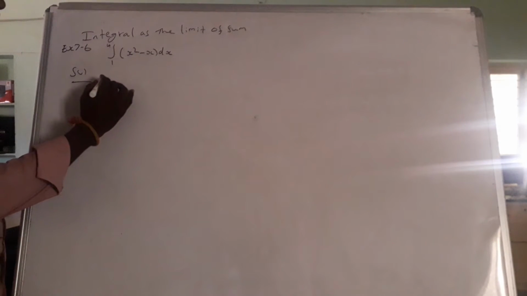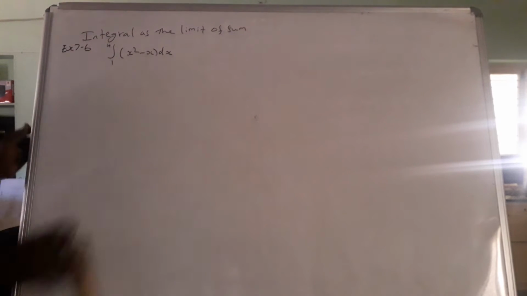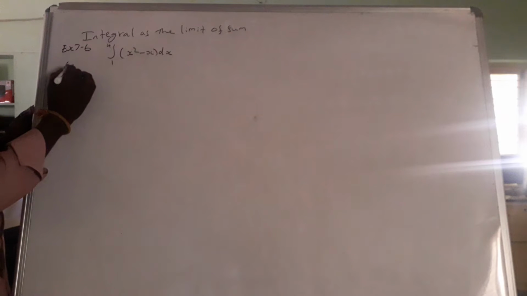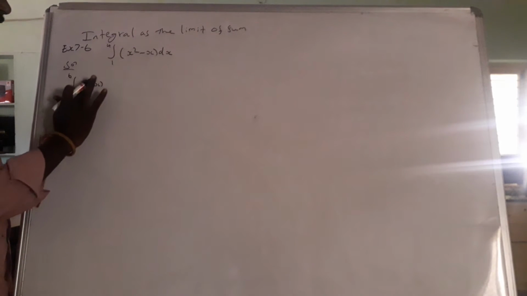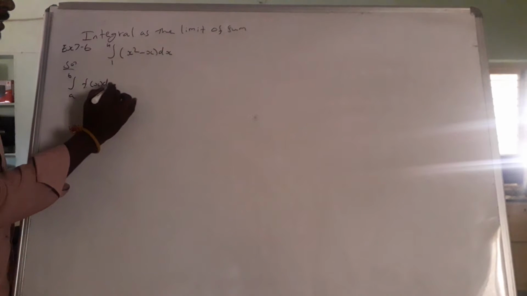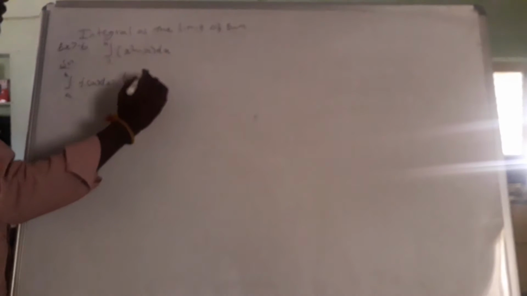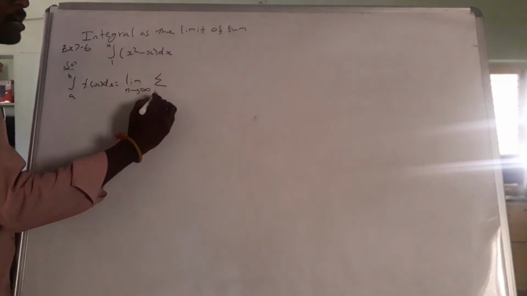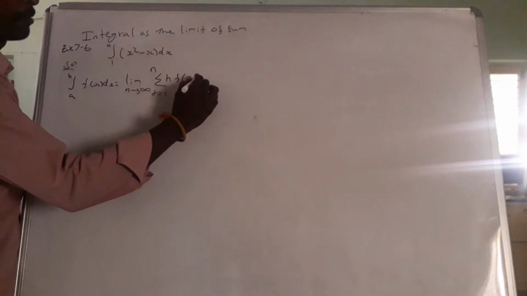The limit of a sum, for example, they give in this format: integral of a to b, f of x dx. We can write it like this: limit n tends to infinity, summation over r equal to 1 to n, h f of a plus rh. Here, what is a? The lower limit is a, and the upper limit is b.